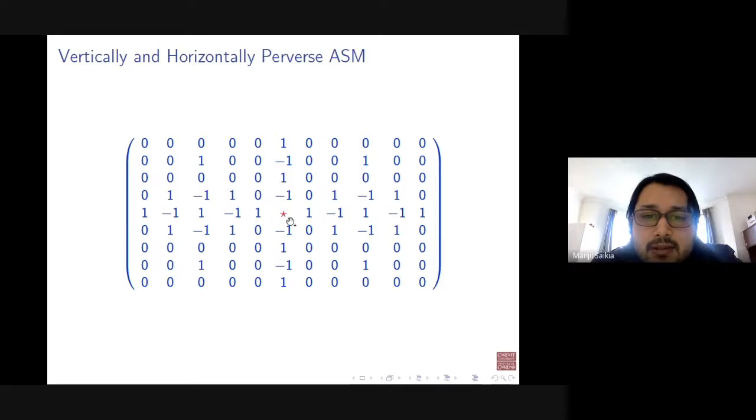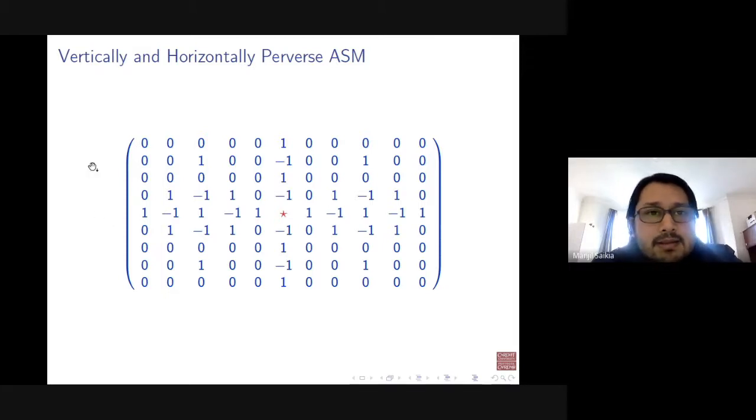There is a special entry which I denote by star. So what this means is that if you look from the top of a column, this star has to be read as a 1. But if you read this from left to right or from right to left, you have to read this star as a minus 1. And if you read from the top, this is a 1. So this is called a vertically and horizontally perverse ASM. So we have the vertical symmetric condition, the horizontal symmetric condition, and the alternating sign matrix condition for all the entries, except this particular special entry, which will be a 1 if read from the top, a minus 1 if read from the left.